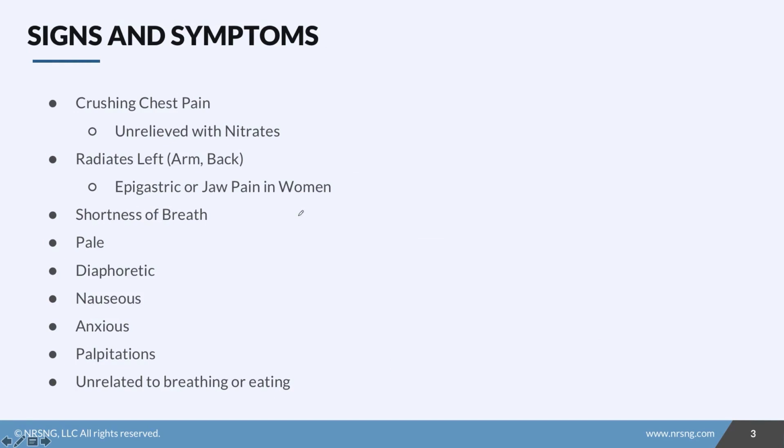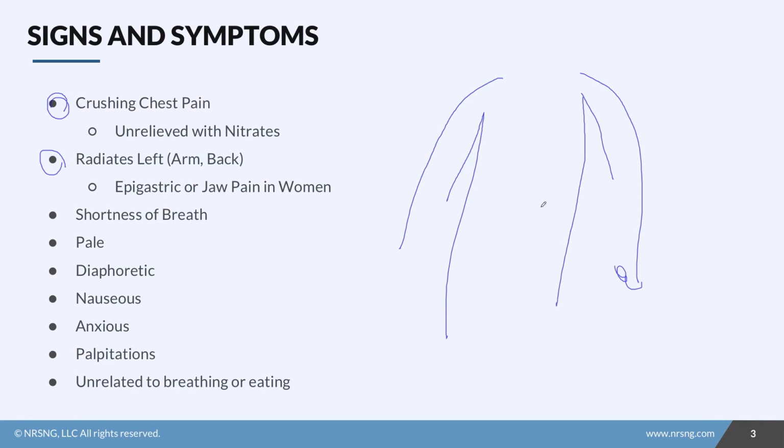How are our patients going to present? The classic sign is crushing chest pain and radiating arm pain. So if we have our patient here, usually right in the middle of the chest, they're going to have this crushing chest pain. They may even say they feel like an elephant is sitting on the chest, or like a vice grip is on their chest, or just this heavy weight right on their chest.